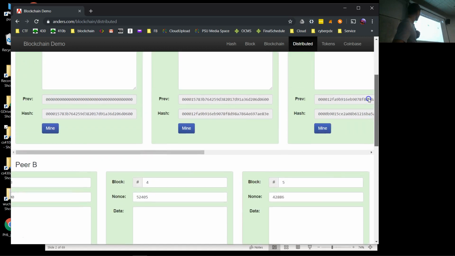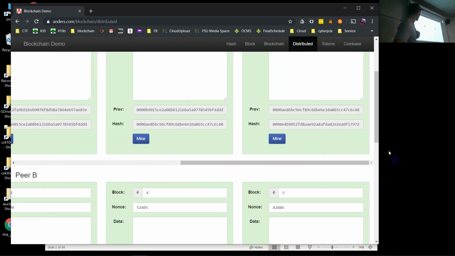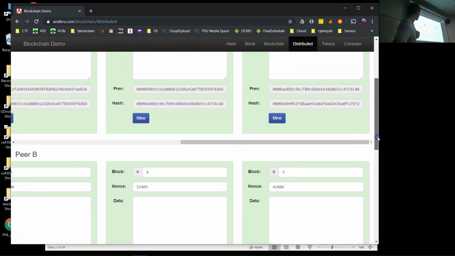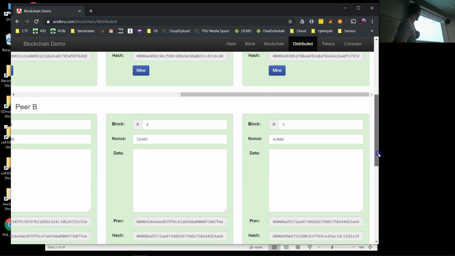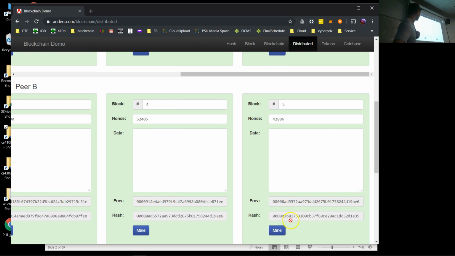So then you'll end up with valid blockchains for these peers that are different. All right, so that's the problem. So that is 4 zeros E4B, and this is 4 zeros 49B. So how do you choose? Now you have 2 different versions of valid blockchain state. How you choose between them is the distributed consensus problem.